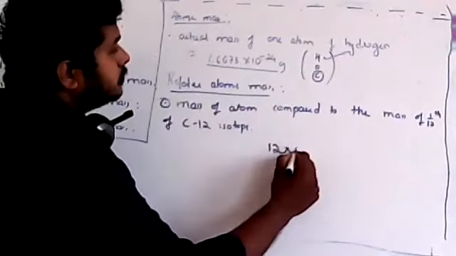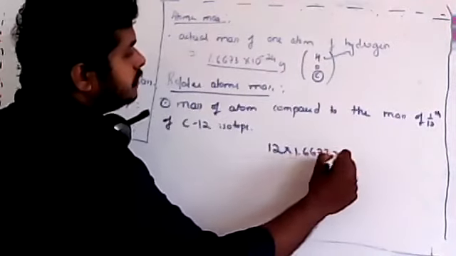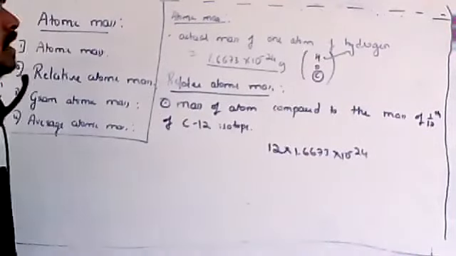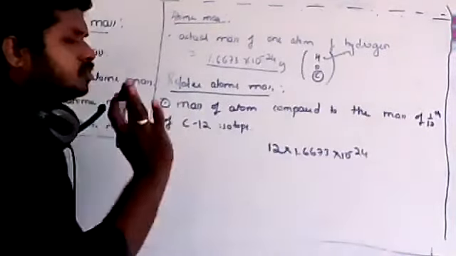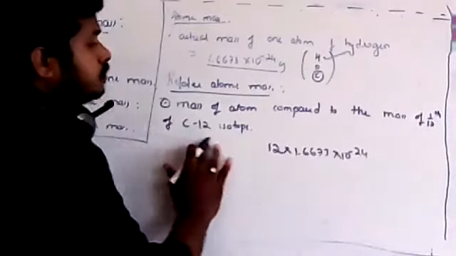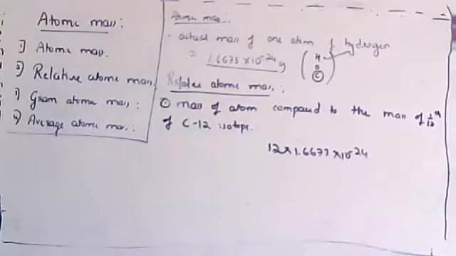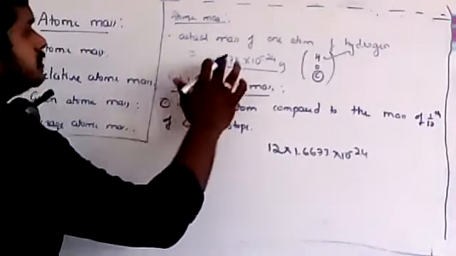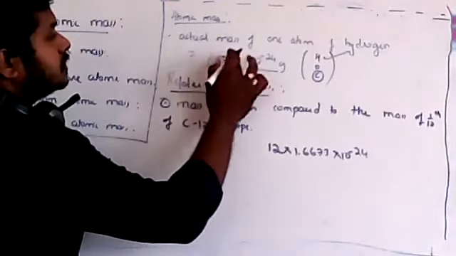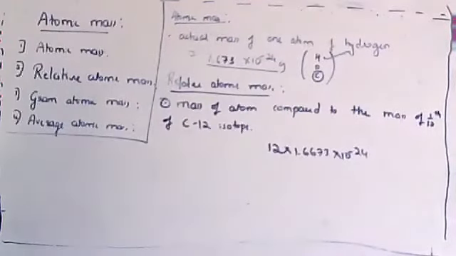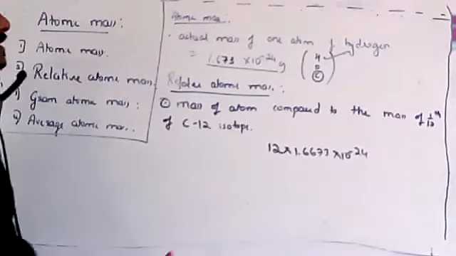That is 12 into 1.6773 into 10 to the power minus 23. So it was weighing this much. Okay, not exactly this value, but almost close to this value. So the carbon was weighing this much. Just a minute. Okay, it is 6-7 only. I just gave this as 1.66. It's not actually 1.66, it is 1.67, but the actual mass of carbon is around 1.6605.